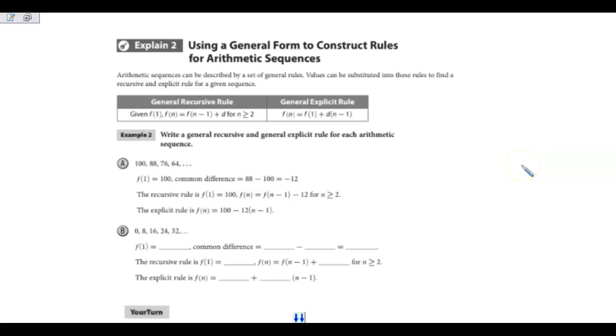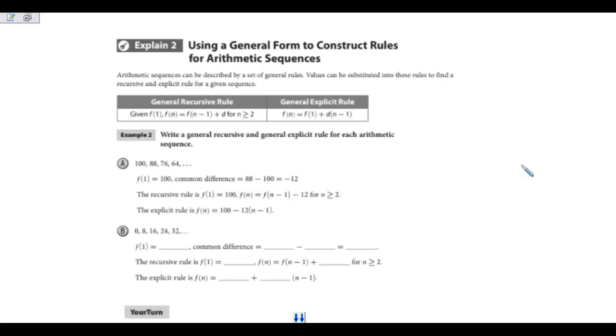Hello, welcome back to part 2 of constructing arithmetic sequences. Arithmetic sequences can be described as a set of general rules. Values that can be substituted into these rules can find the recursive or explicit rule for any given sequence.